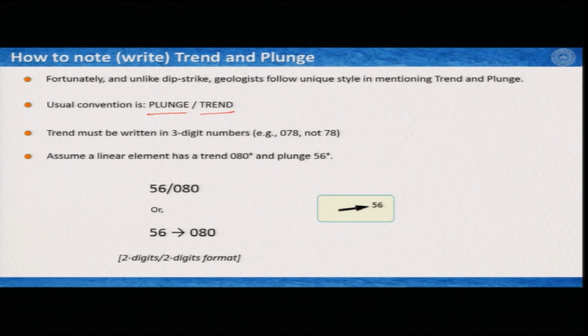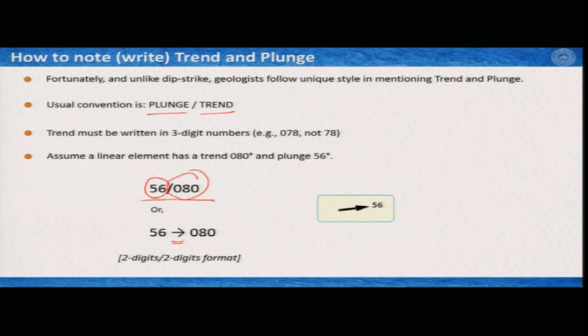If we assume a linear element that has a trend of 080 degrees and is plunging 56 degrees, that means it plunges 56 degrees towards 080 degrees, then you can write it in 2 different ways in your notebook after measurement in the field: 56/080, or 56 with an arrow towards 080. Both of them have more or less similar meaning. The first two digits indicate your plunge value, and the next 3 digits indicate your trend value.